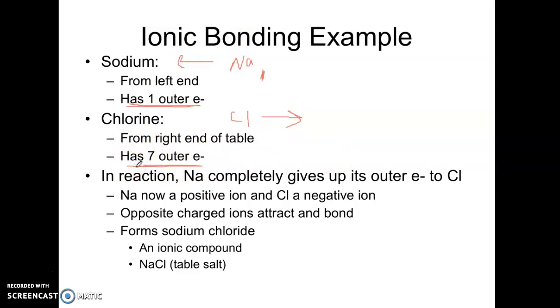Now remember, the octet rule is to be in this kind of happy place, where we want 8 electrons in the outer shell. So this little one is more likely to receive electrons. So what happens is when there is a reaction with these guys, they are exchanging, giving and receiving. That's what refers to it as an ionic bond. So basically sodium completely gives up its outer electron to the chlorine.